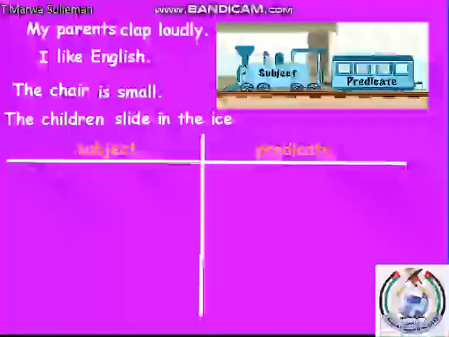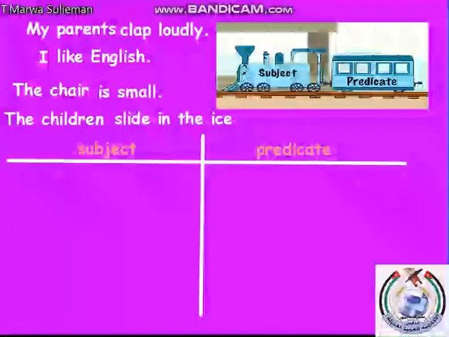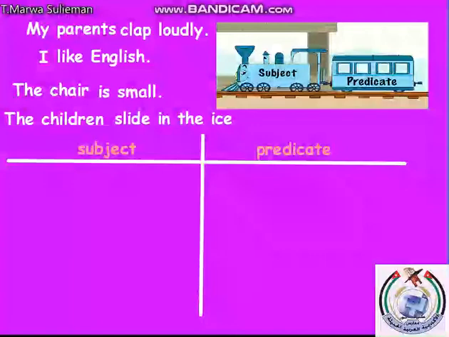Now, after we understand the subject and the predicate, we have to answer this question with each other. Here we have to complete the table with subject and predicate. Let's read each sentence and know which words are the subject and which ones are the predicate.